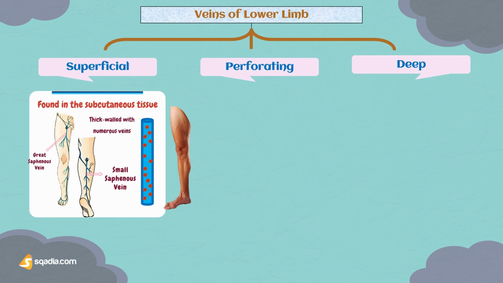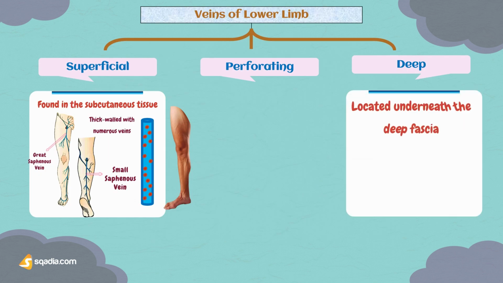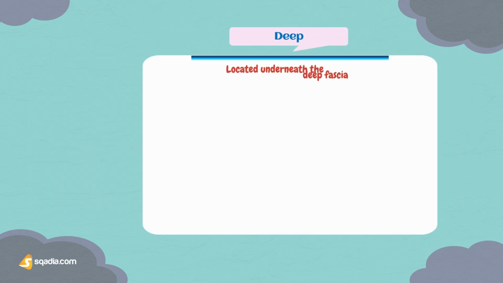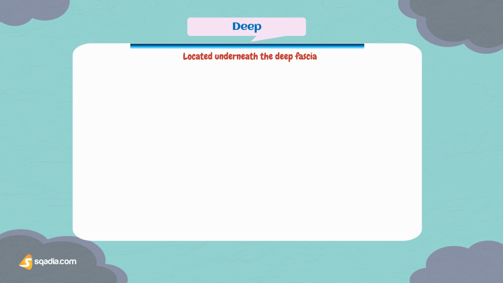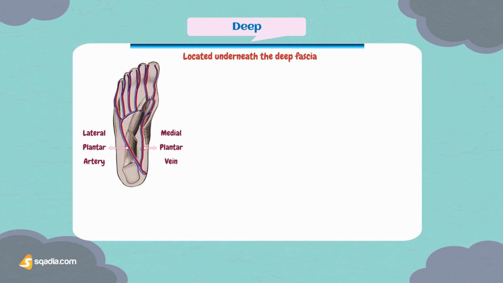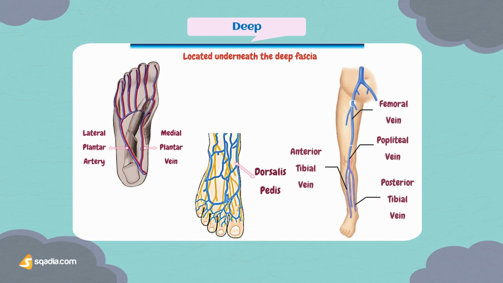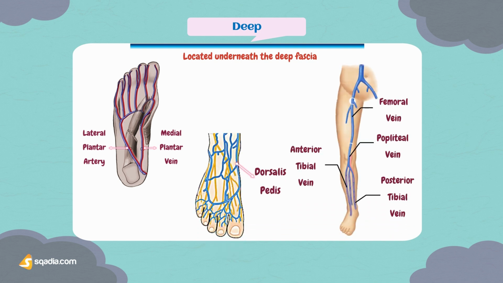The deep veins are located underneath the deep fascia of the lower limb, accompanying the major arteries. They accompany the arteries and are supported by powerful surrounding muscles. The valves are more numerous in deep veins than in superficial veins. These are the medial plantar, lateral plantar, dorsalis pedis, anterior and posterior tibial, peroneal, popliteal, and femoral veins and their tributaries. They are more efficient channels than superficial veins because of the driving force of muscular contraction.